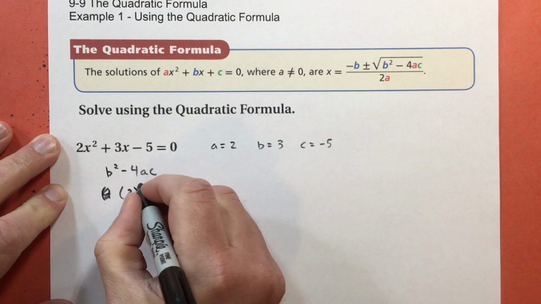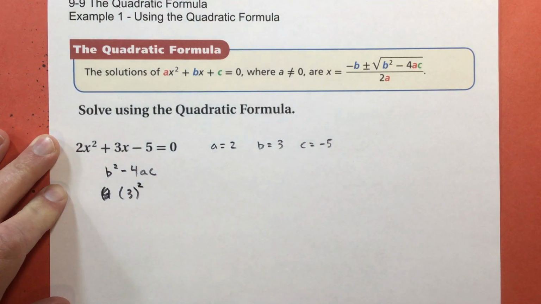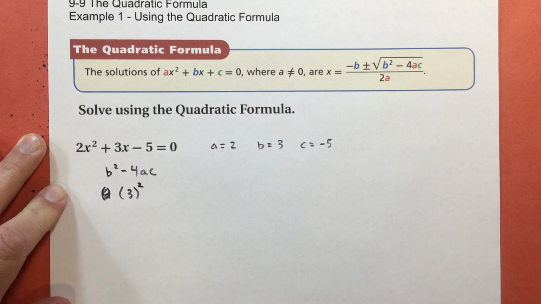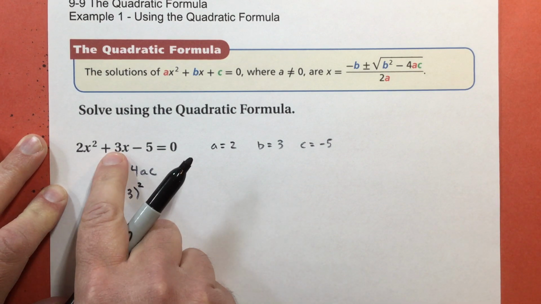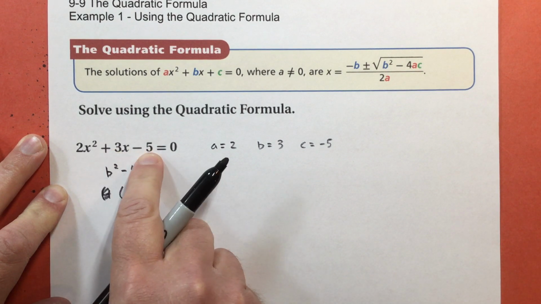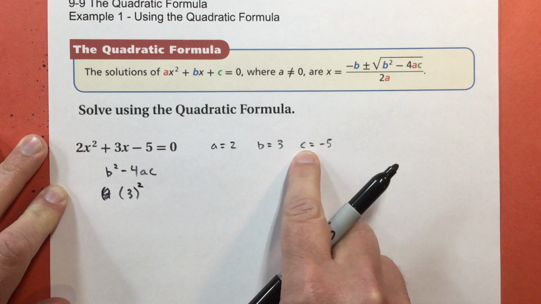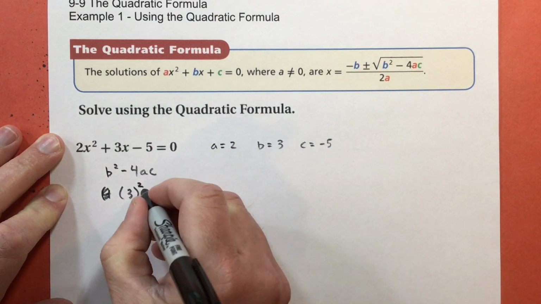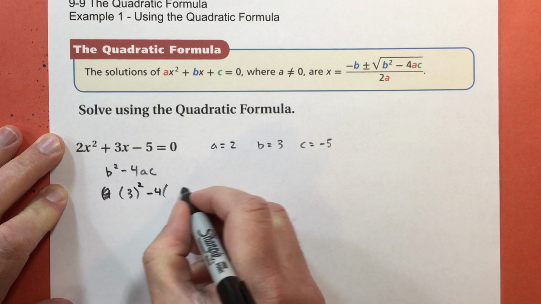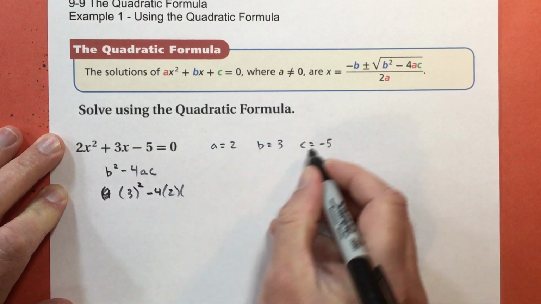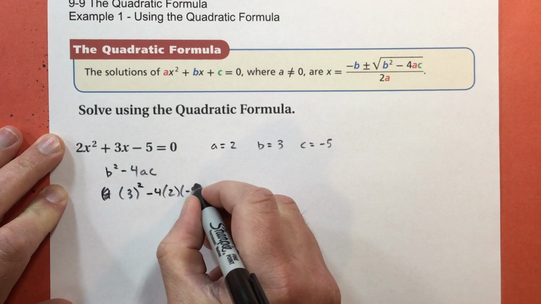Almost started to write b again. And now it's important that you use parentheses, because in later problems the b might be negative. This 5 is, well, it's going to be adding -5, so that's why I got this part. The c is -5. Subtract 4, the a is 2, and like I just said, the c is -5.